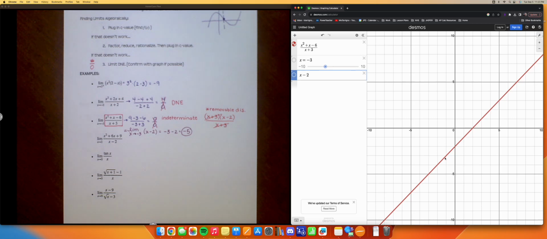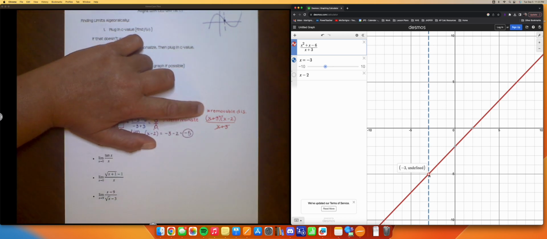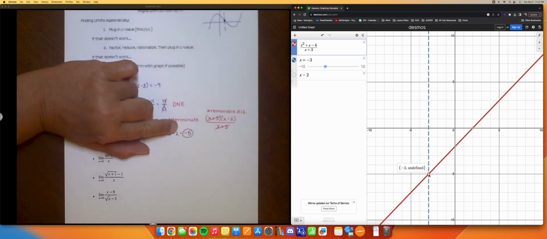But if I'm looking at this original red function and I'm approaching negative 3, watch what happens. So I'm approaching negative 3, look at my x values, negative 4, negative 3.9, 3.8, 3.7. I'm getting closer to that negative 3. When I get right to negative 3, I'm undefined. There is a hole in the graph. That's what removable discontinuities are, is they are holes in the graph rather than asymptotes. And when there's a hole in the graph, you can still find a limit, which is negative 5.